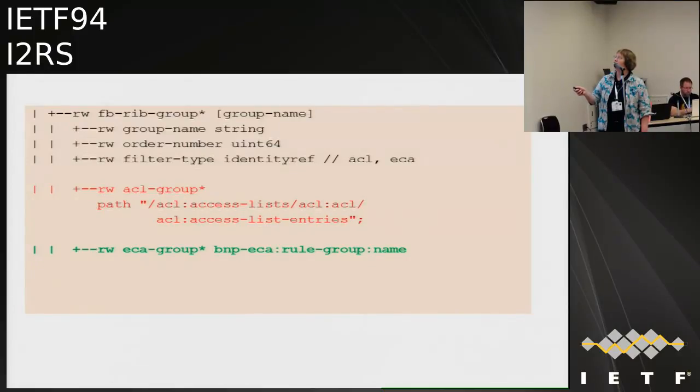of policy, you have a name for the policy, an ordered number, an identity ref that indicates whether it's ACL or ECA, and then you point to either access lists or you point to an event condition action. This document references a general event condition action info model and data model.